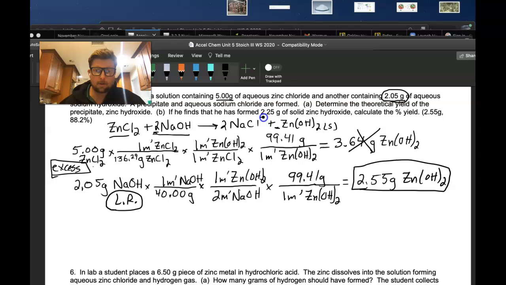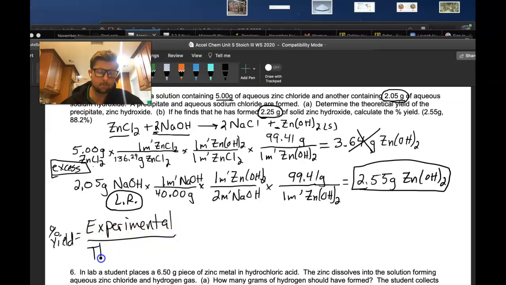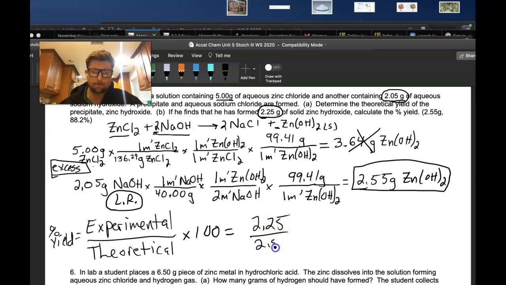I'm not asking you at this time to find out how much left over, but that could be down the road. So this part right here is, well, what if I actually do the lab and get 2.25 grams? We call this the experimental or the actual yield. So to find the percent yield, we're going to take the experimental or actual amount that the student found, put it over the theoretical, which we just calculated, multiply by 100 to make it a percent. If we type all that in, we'll get 2.25 over 2.55 times 100, and that equals 88.2%.